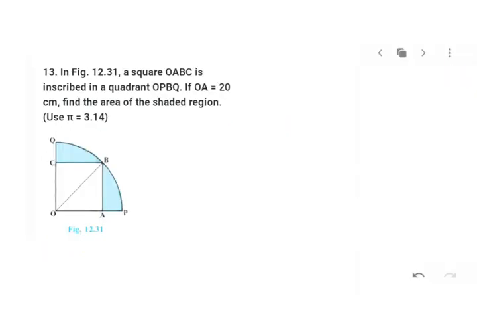Next is problem number 13. Let's see what it says. It says that in a figure there's a square OABC. So we can see here this is a square given to you. It is inscribed in a quadrant, that means it is inside the quadrant. Again, you have quadrant means you have theta as 90. And in that you have OA equal to 20 centimeters. So I will write OA as 20 centimeter. Find the area of shaded region, and you have to use pi as 3.14.